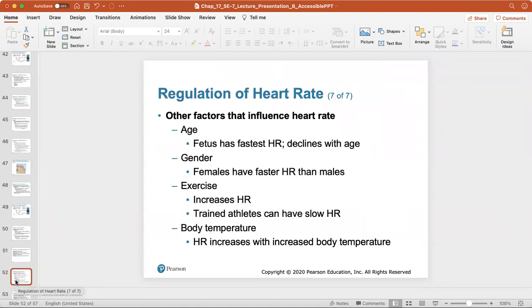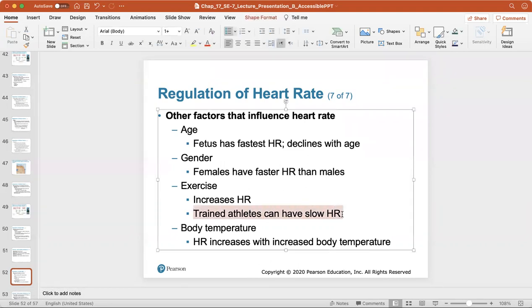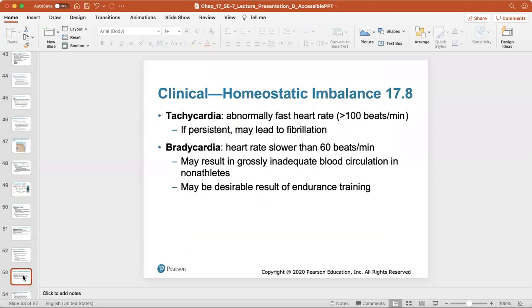Other factors that can influence your heart rate are your age. Fetuses have faster heart rates, and that declines with age. Gender: females normally have a faster heart rate. Exercise increases heart rate, but trained athletes can have a slower heart rate. Body temperature: the heart rate increases with body temperature.